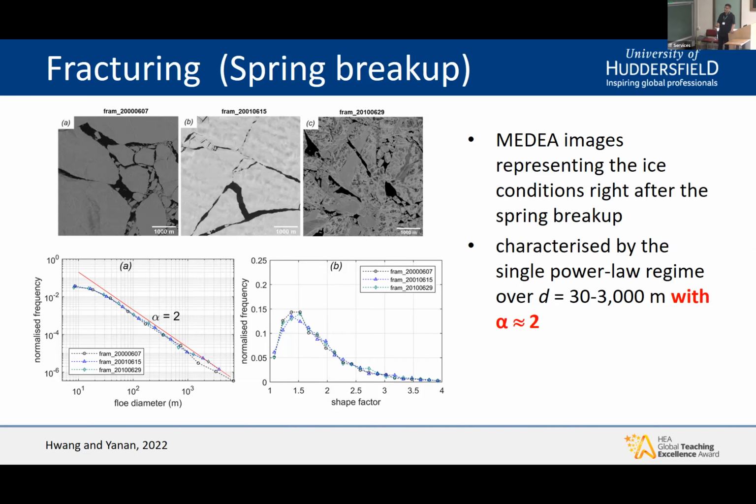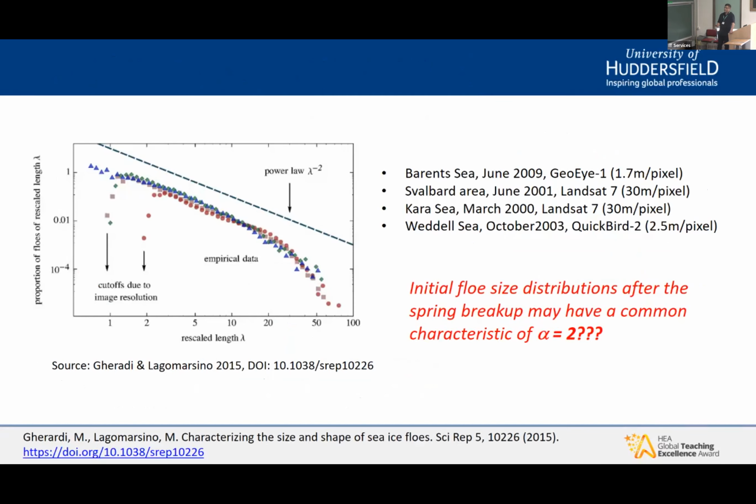And then we plot the floe size distribution. And then we found, interestingly, all have a single power law behavior with exponent alpha equal to 2. That was interesting. And that actually quite resonates with a paper from 2015. It analyzed different types of images, from the Bering Sea, Svalbard area, Kara Sea, and Weddell Sea in the Antarctic, all with different resolutions. It all showed alpha equal to 2 power law behavior.